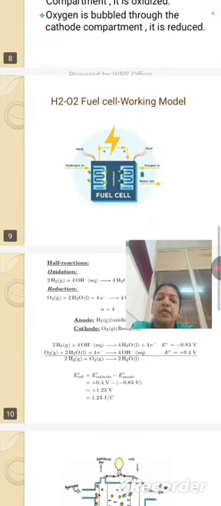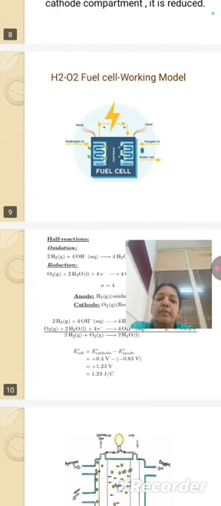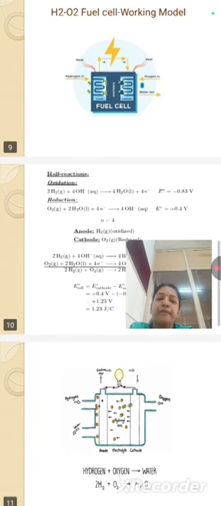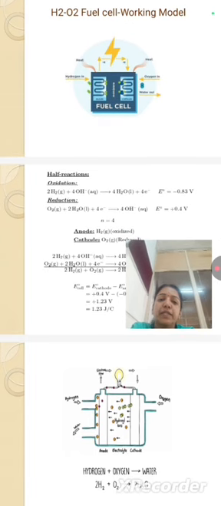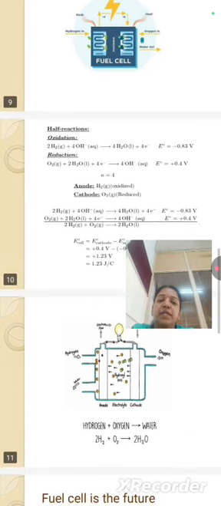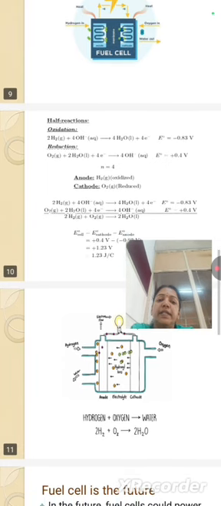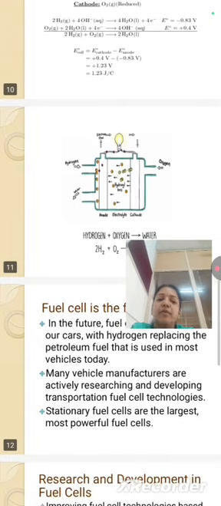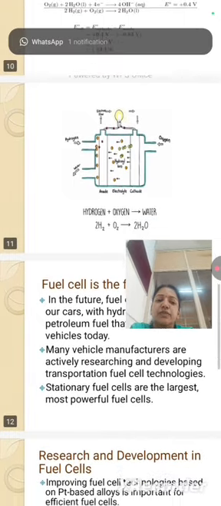Next, we move on to the reactions. In the anode compartment, oxidation reactions occur. Here hydrogen reacts with the hydroxide electrolyte to form water, and in the cathode compartment, a reduction reaction occurs. Here oxygen reacts with water to form hydroxide ions. With both hydrogen and oxygen reacting, finally we get water and electrons, and 1.23 volt EMF is produced. So this is the final model for the hydrogen oxygen fuel cell.